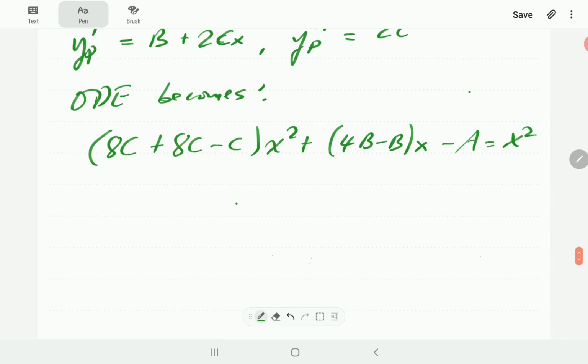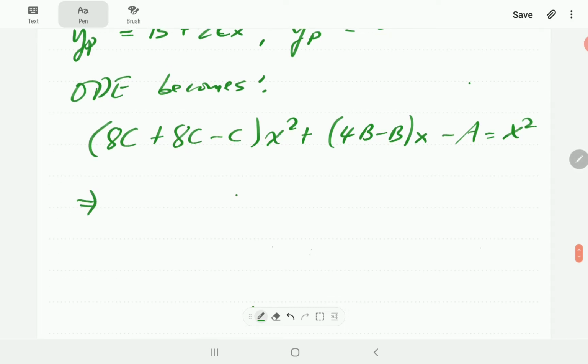Then comparing, you can see that on the right hand side there is no constant, so that tells us that a is going to be equal to 0. And then on the right hand side again there is no x term, so that tells us that b is going to be 0. And then we're going to have 8 plus 8 is 16 minus 1 is 15, so c is going to be 1 over 15.